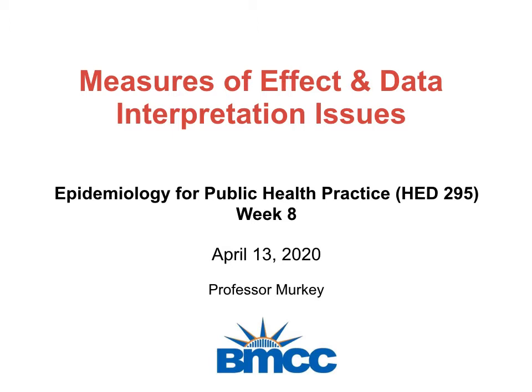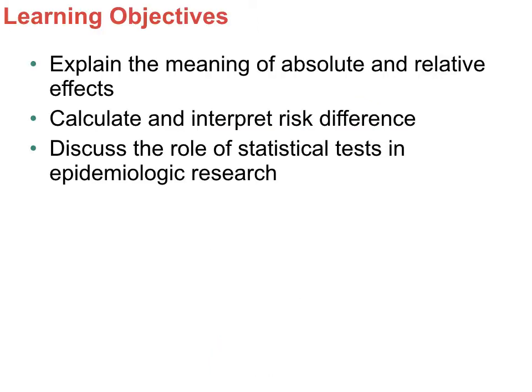So today is broken up into two parts. The first part, we're going to focus on measures of effect, which we've mostly covered, so some of this will seem a little bit familiar to you. Then we're going to switch to talking about different types of biases and issues that arise when we're interpreting data. The learning objectives for measures of effect: we're going to explain the meaning of absolute and relative effects, calculate and interpret risk difference, and discuss the role of statistical tests in epidemiologic research.